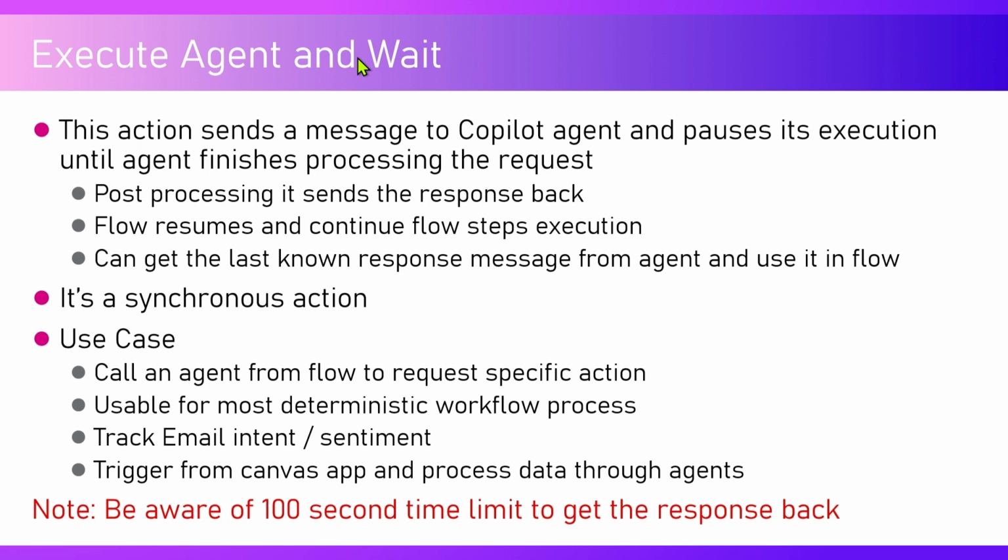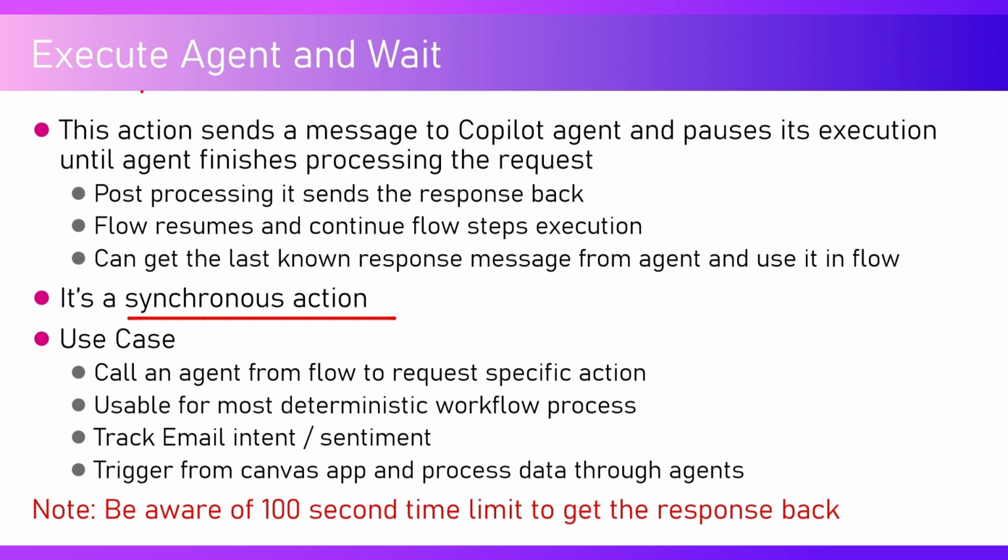Now, execute agent and wait. This action sends a message to the Copilot agent and pauses its execution until the agent finishes processing the request. Post processing, it sends the response back. The flow resumes and continues its step execution. We can get the last known response message from the agent and use it in the flow as an output parameter. Basically, it's a synchronous action.